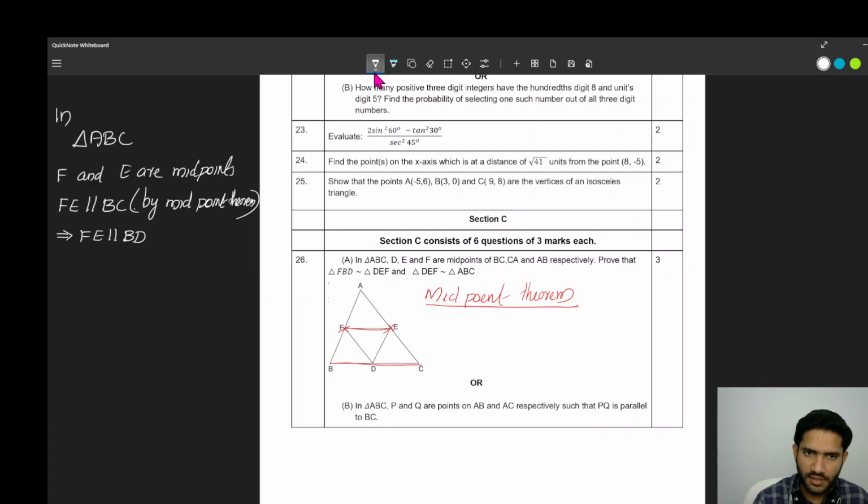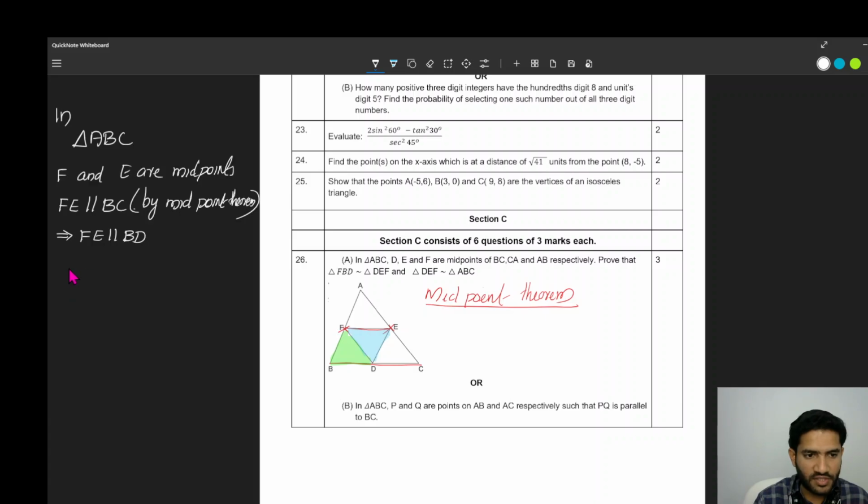Okay, coming to the question: prove that FBD is similar to DEF. We want to show that these two triangles are similar. So we can use the midpoint theorem. That means by using the midpoint theorem, FE is parallel to BD.